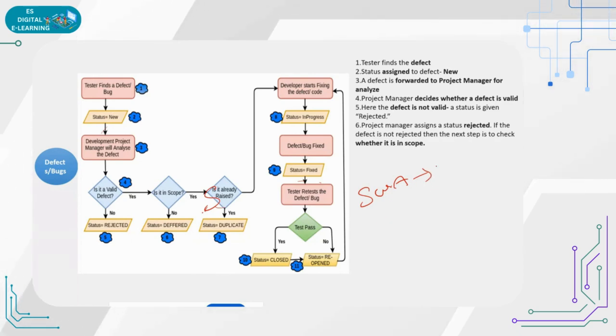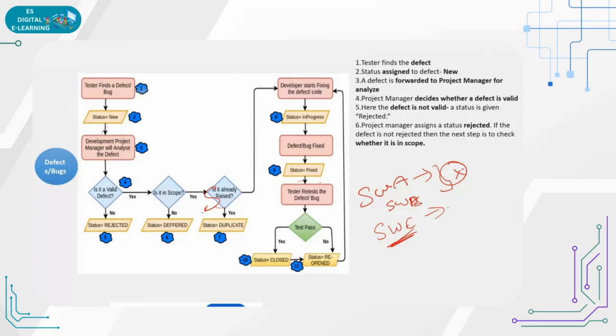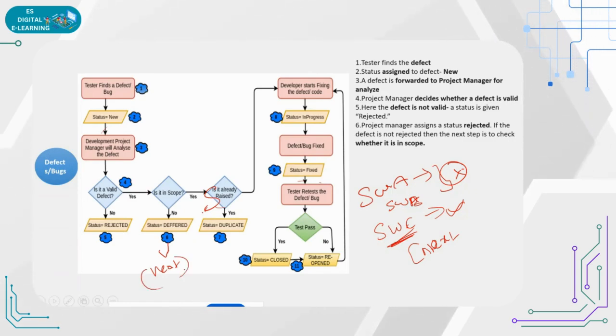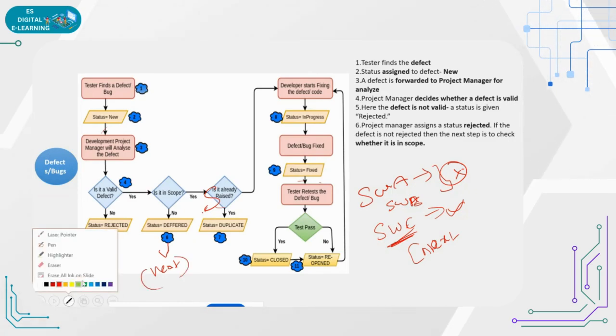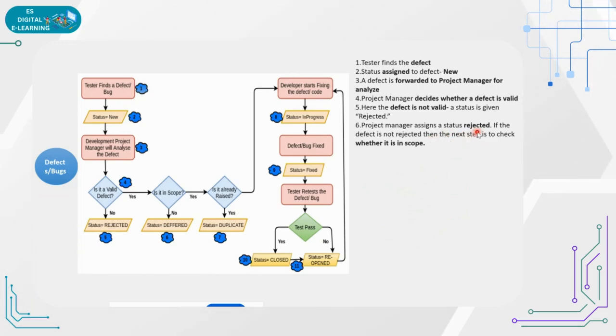When you are testing, you come to know that the defect you raised will be tested in software C, not software B, so they won't test it now. In that case the requirement is needed, but it needs to be considered in the next releases. The next planned releases, that will be deferred. So the project manager assigns the status rejected.